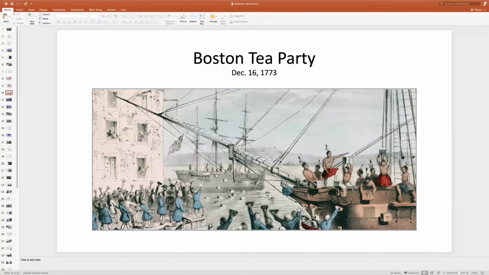So now we're into less than a year before Lexington and Concord, May and June of 1774. In reaction to that, led by the Virginia and Massachusetts legislatures, they called for a general Congress of all the colonies to be scheduled in Philadelphia in September 1774, the following September.